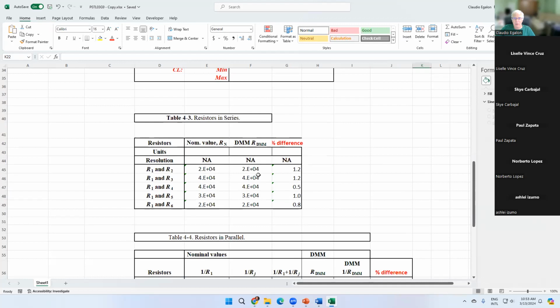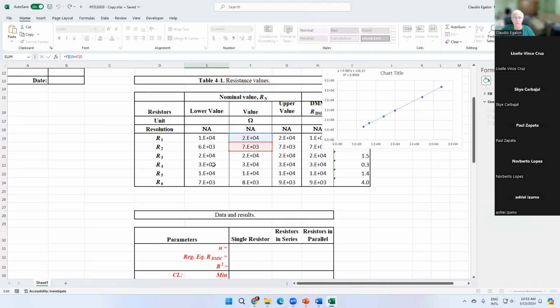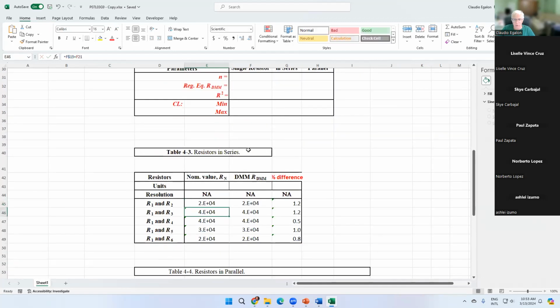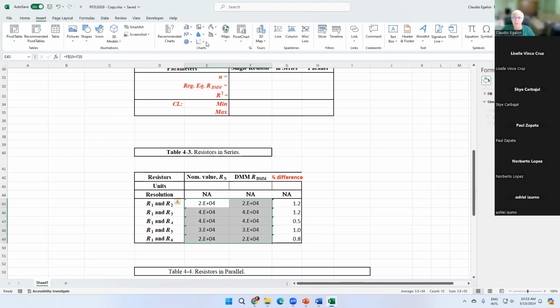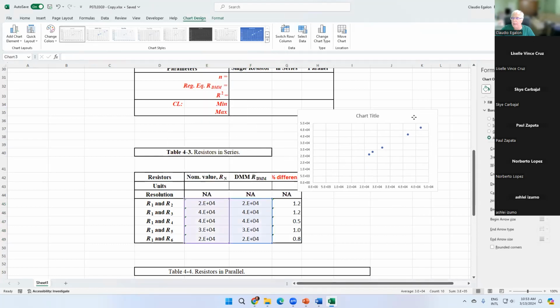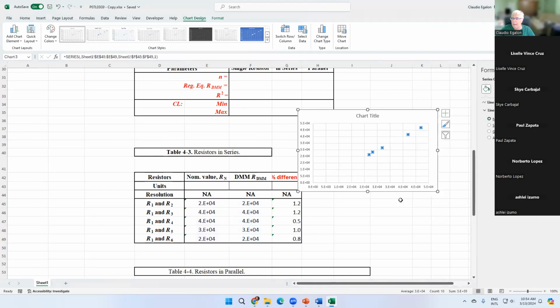Then you do the same here for the resistors in series, right? Nominal value. How do I come up with the nominal value? I just sum up R1 with R2. Nominal values of R1 and R2, right? Nominal values of R1 and R3, R1 and R4, R1 and R5, R1 and R6. Insert like that. And then what do we get?